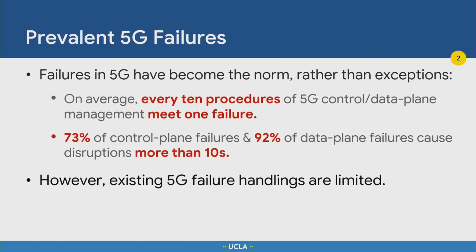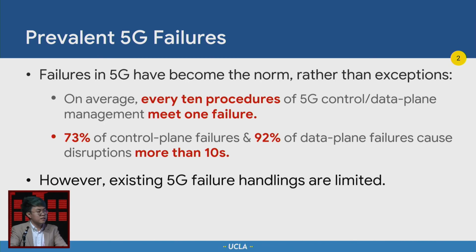So nowadays, as we know, 5G has been widely deployed. However, 5G failures have become the norm rather than exceptions. Our trace analysis finds that every 10 procedures of the control or data plane management signaling will meet one failure. And for all these failures, 73% of the control plane failures and 92% of the data plane failures will cause disruptions longer than 10 seconds. However, compared with the prevalent failures in 5G, the current handling is pretty limited.